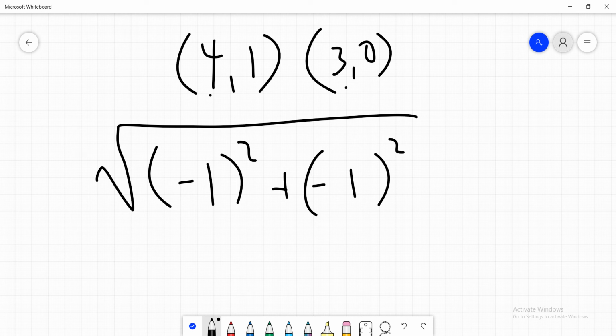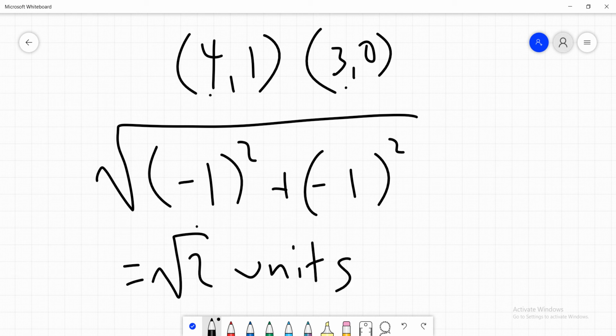And so that would just be the root of 1 plus 1. Don't get fooled by negative numbers within your squaring. That just means the same thing. If you know how to square negative numbers, you should know that it's just positive, right? So yeah, that would just be the root of 2 units.